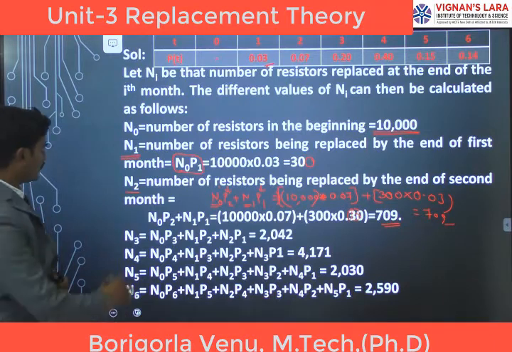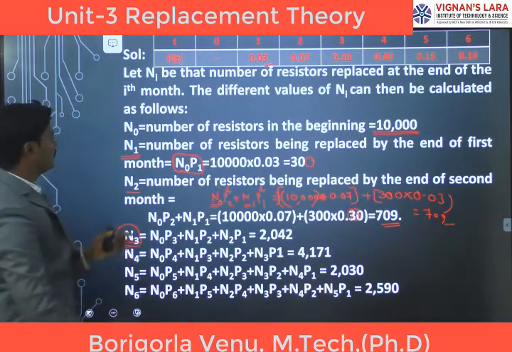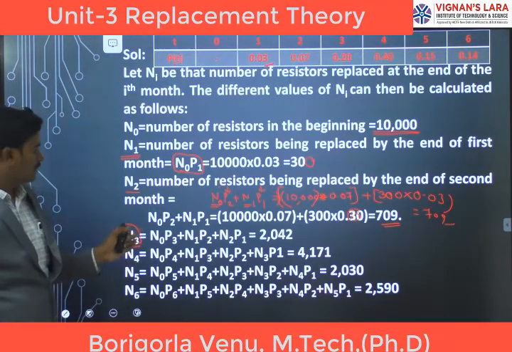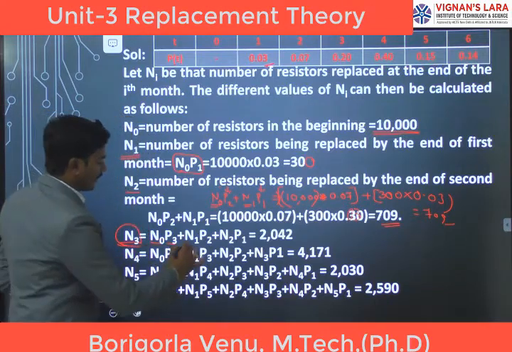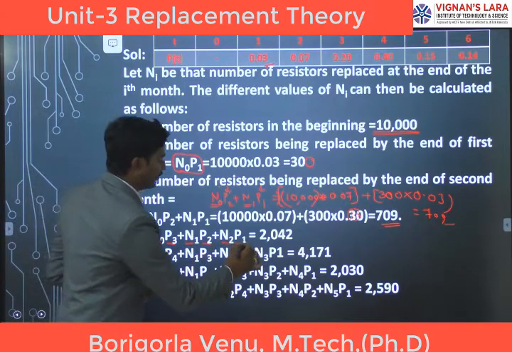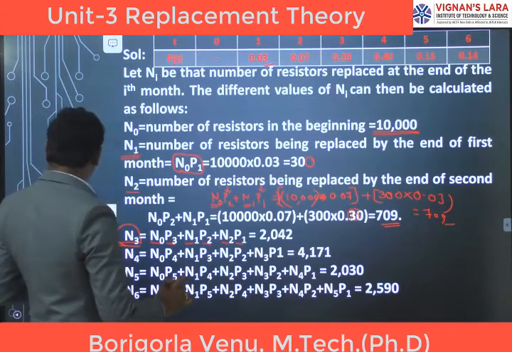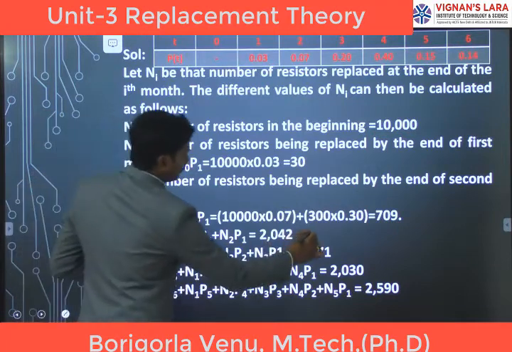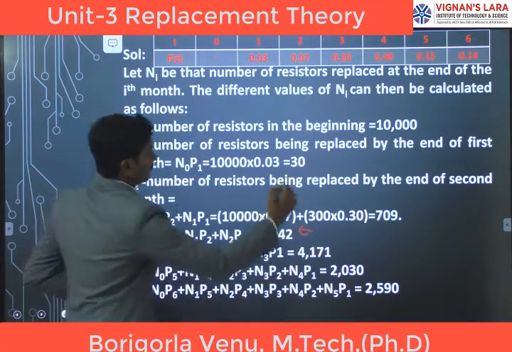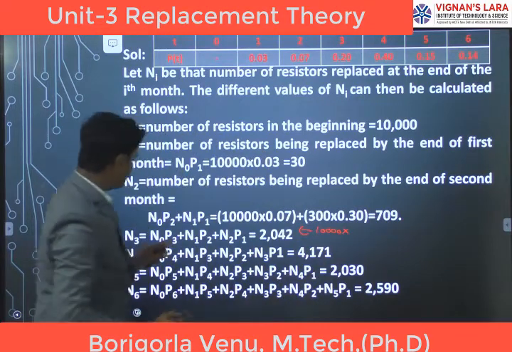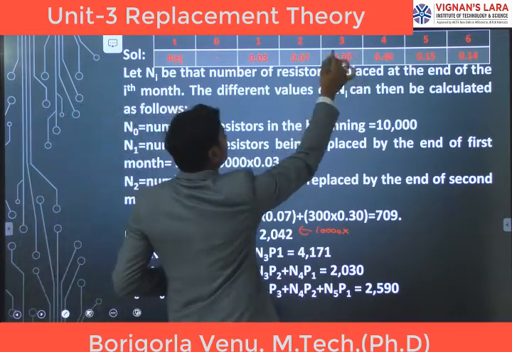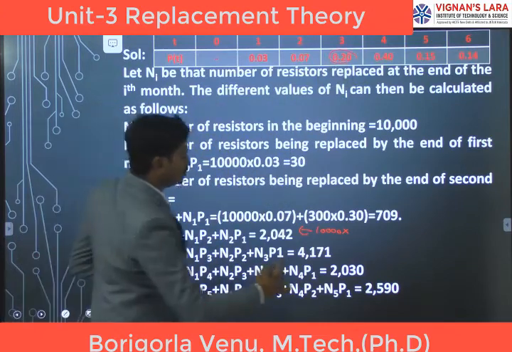And similarly, coming to the third month. Here we are going to find the number of resistors failed in the third month. At the third month, similarly, we take N0 P3 plus N1 P2 plus N2 P1. Here, what is N0? N0 is 10,000 into P3. What is P3? The probability factor P3 is 0.20.